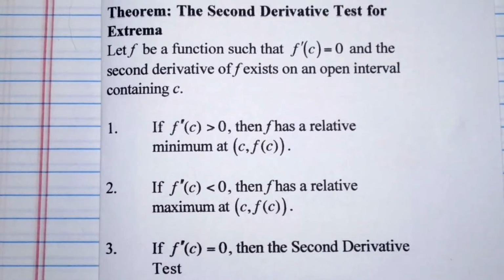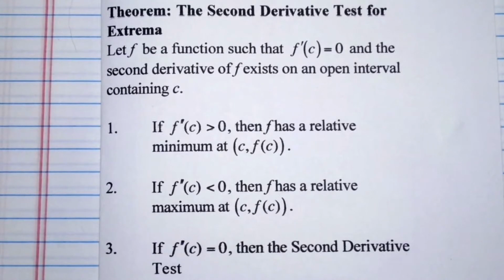This brings us to the second derivative test for extrema. Let f be a function such that f prime of c equals 0, and the second derivative of f exists on an open interval containing c. Alright, so what we've got then is a critical number, but not just any kind of critical number. It has to be a critical number where the derivative is 0, not where the derivative is undefined. You've got to have a horizontal tangent line.